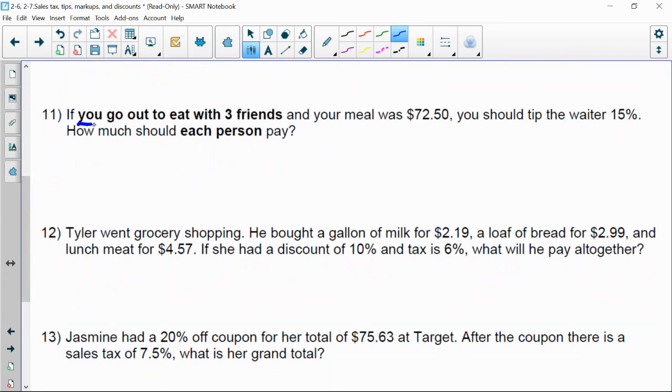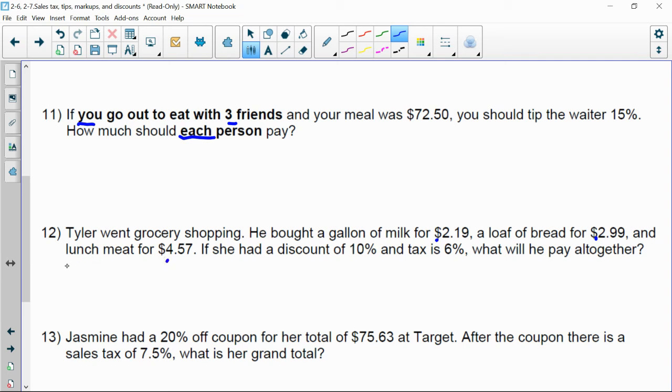Now, if you eat with 3 friends, how many people is there? Okay, so make sure when you're setting these up, you're reading the question. Then it says, how much does each person pay? Tyler went to the grocery store. All right, so that means you're going to have to add them all up.